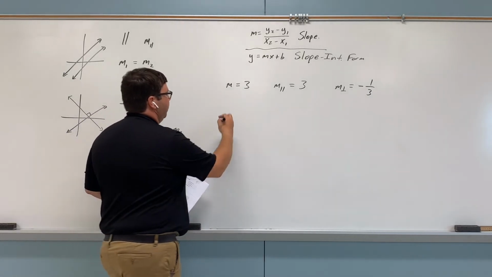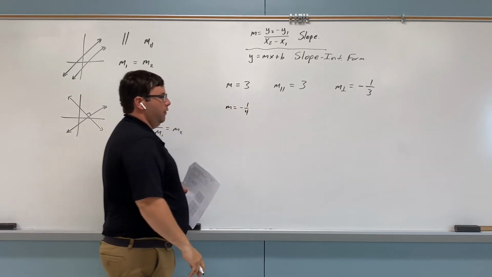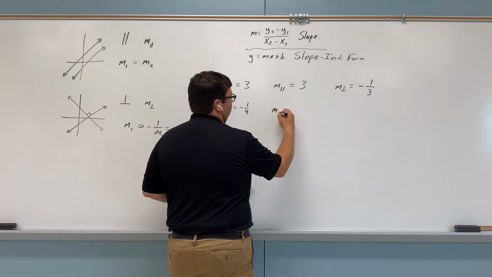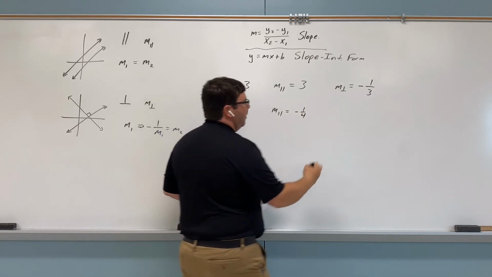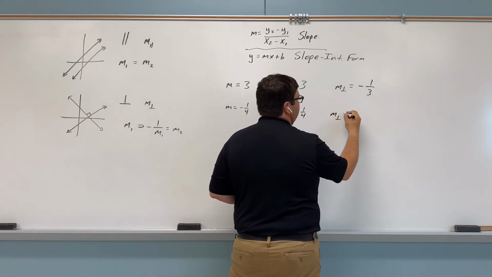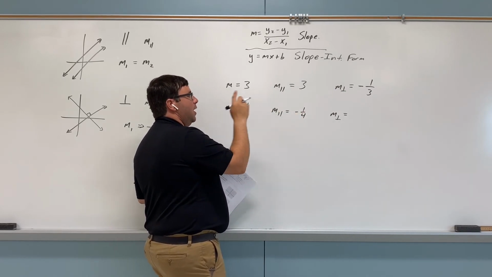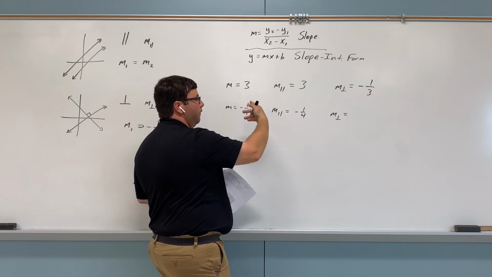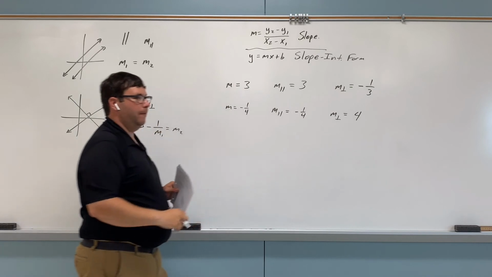What if I have a given slope of negative 1/4? My parallel slope is the same. But my perpendicular slope is the opposite. So this is negative, it's going to be positive. And the reciprocal. So this is 1 over 4. Flip it, that's 4 over 1, which is just 4.